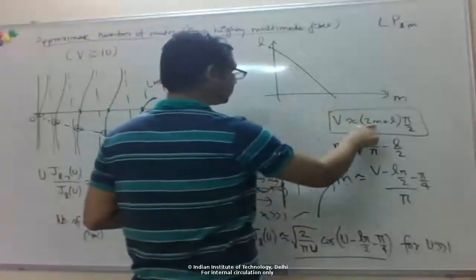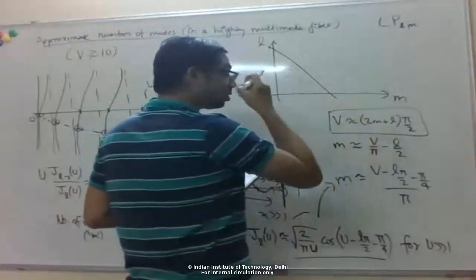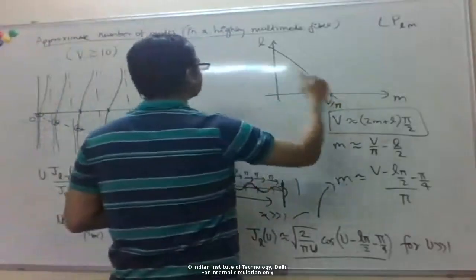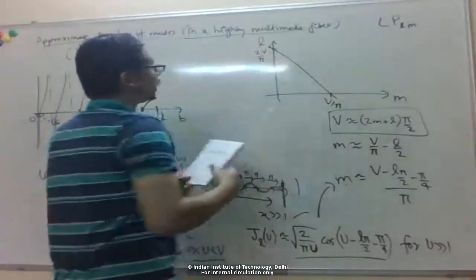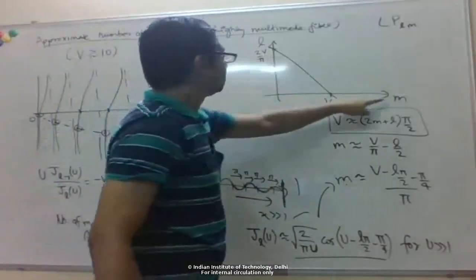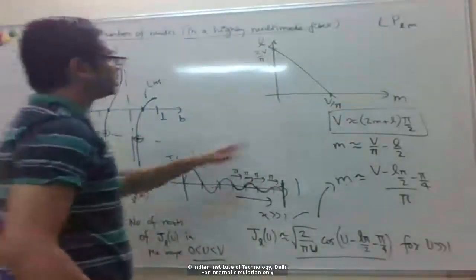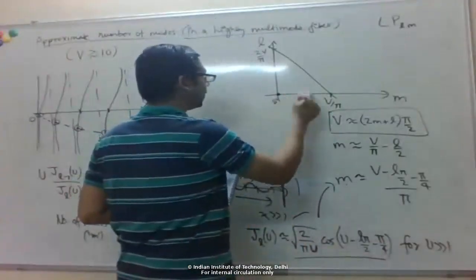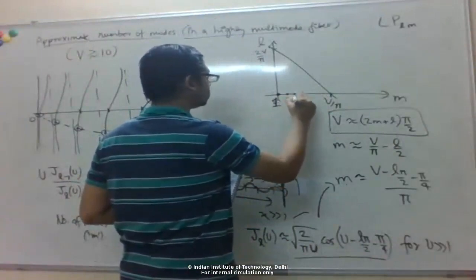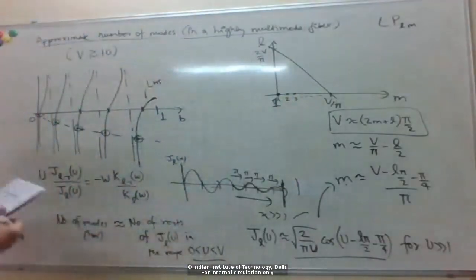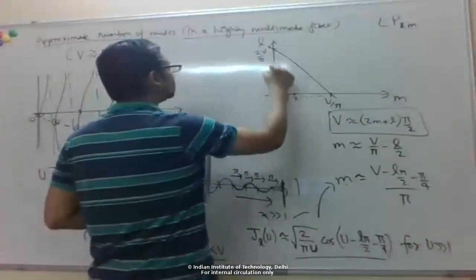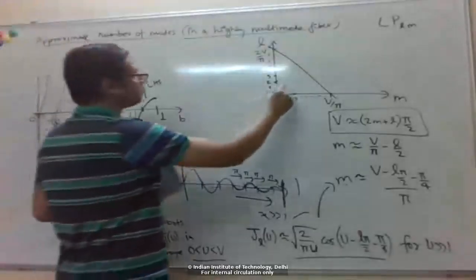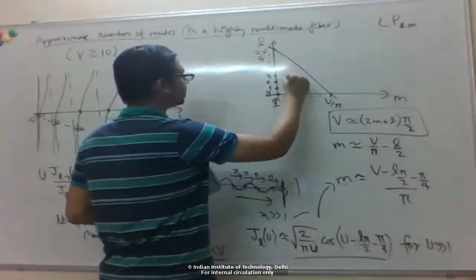The intercept on the M axis is, when L is 0, M is V over pi. And on the other side, when M is 0, L is 2V over pi. So that's the range of values. The maximum value L can take is 2V by pi, and the maximum value M can take is V by pi. This would happen for L equal to 0. For L equal to 0, you'll have all these M values, where M starts from 1: 1, 2, 3, all the way up to roughly V by pi. On the L axis, it starts from 0, and then we have 1, 2. We have a mode here for each integer point here.